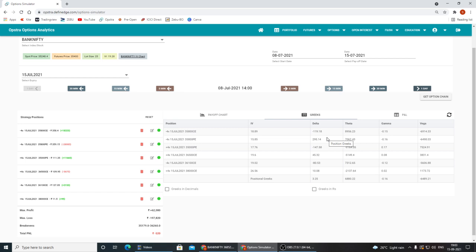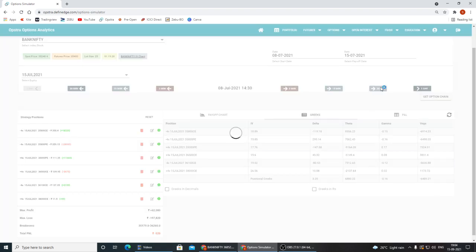Guys, please check if there is any important support or resistance before doing any adjustments. How much has Bank Nifty moved? We sold the 35,800 call and put. Now it is 35,250, which means 550 points. What is the delta? 120 and 80, which is 200. Okay, we will go a little further.